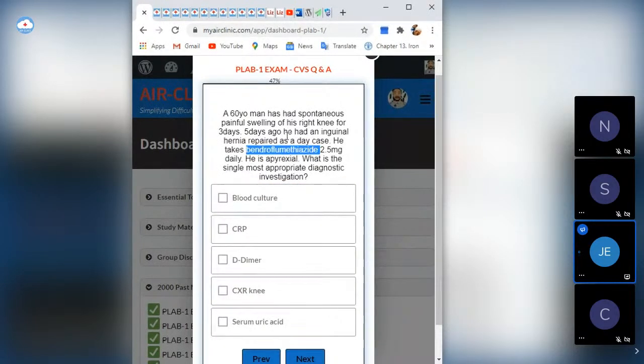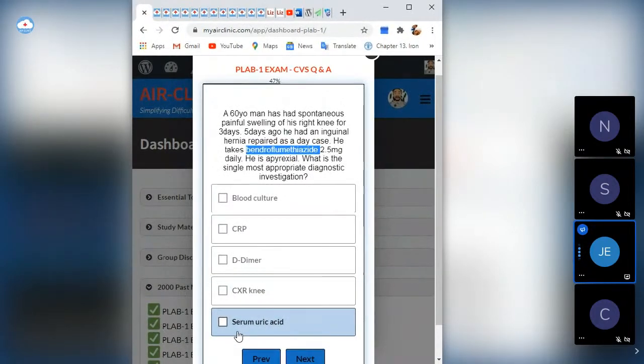So back to the question here. 60-year-old man, spontaneous painful swelling of his right knee for 3 days. Spontaneous. 5 days ago, he had an inguinal herniorrhaphy. All right. He takes this 2.5 milligrams daily. Doesn't have fever. So what is the single most appropriate diagnostic investigation? Blood culture, C-reactive protein, D-dimer, X-ray of the, what's X-ray of the knee? Serum uric acid.